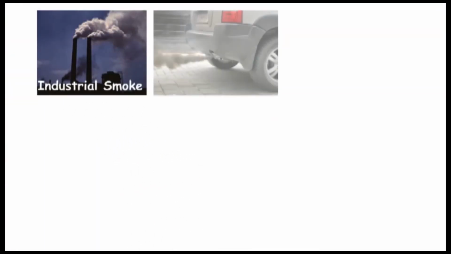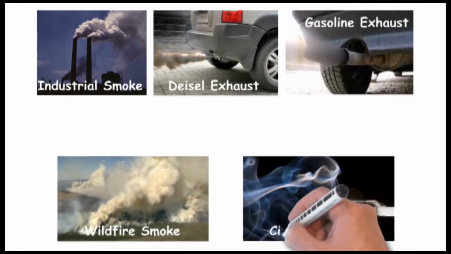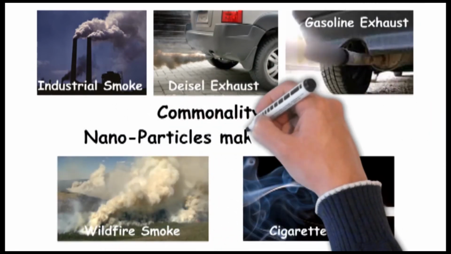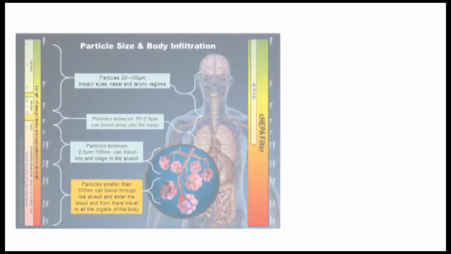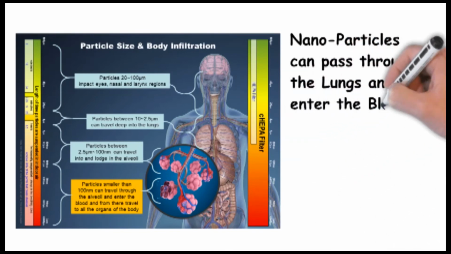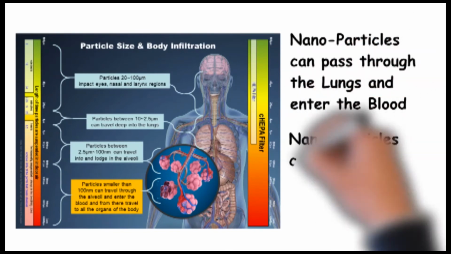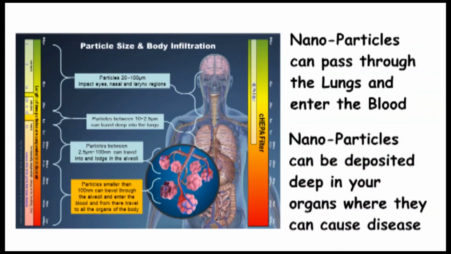Industrial smoke, diesel exhaust, gasoline exhaust, wildfire smoke, cigarette smoke. What do all of these things have in common? Nanoparticles make up more than 90% of those kinds of smoke. Nanoparticles can pass through the lungs and enter the blood. Nanoparticles can then be deposited deep into your organs where they can cause disease.